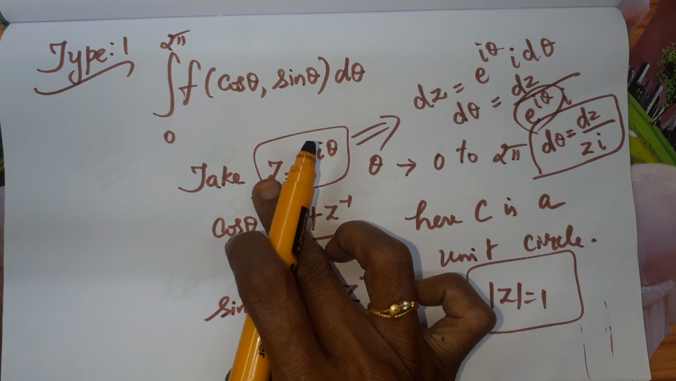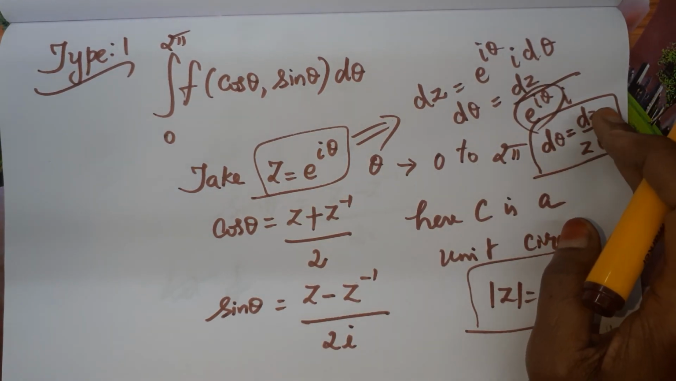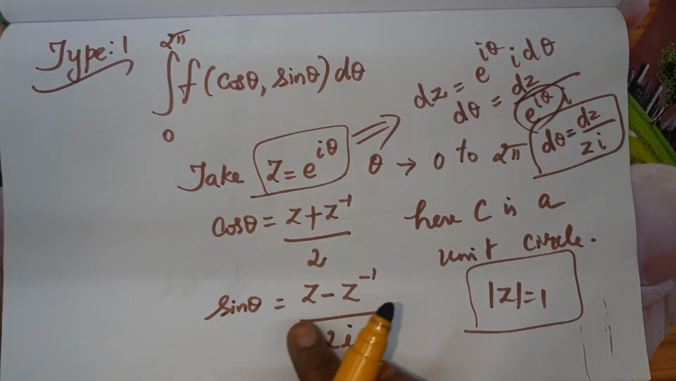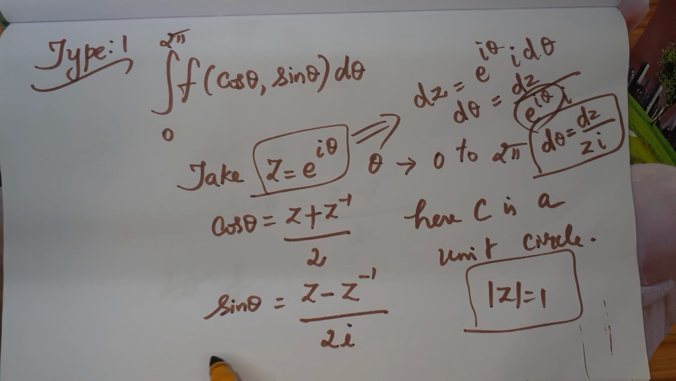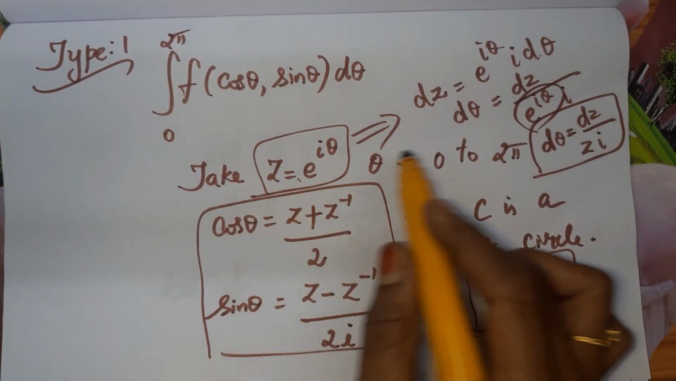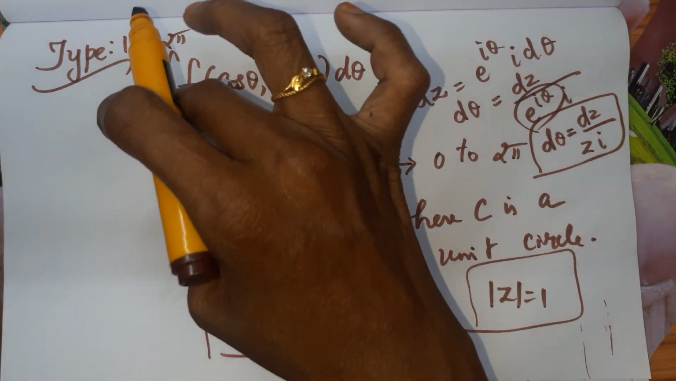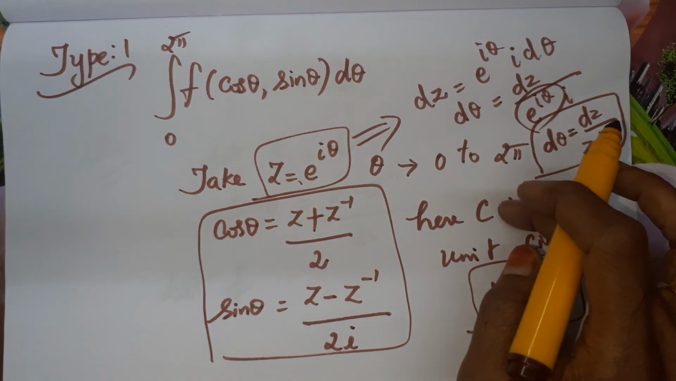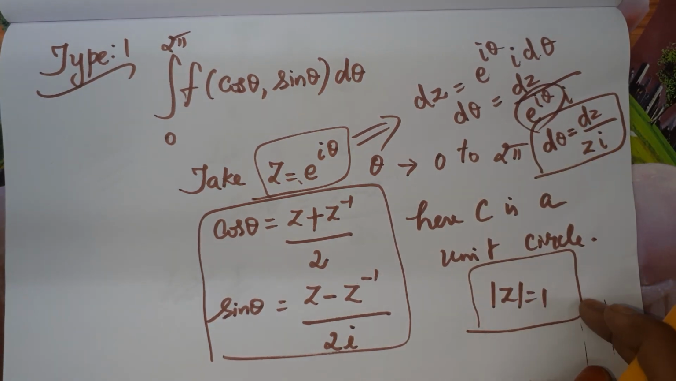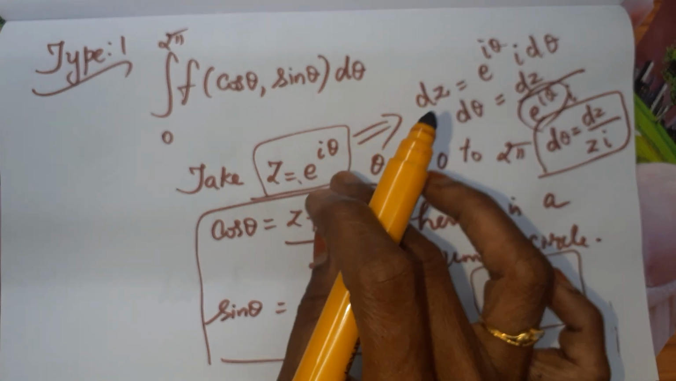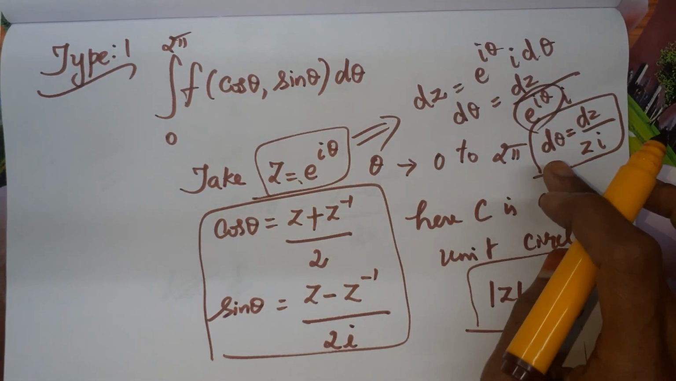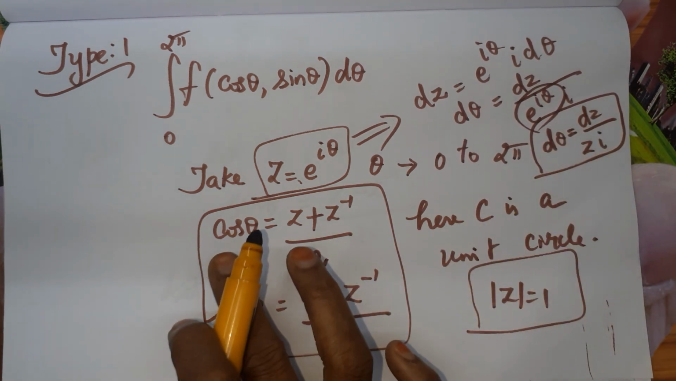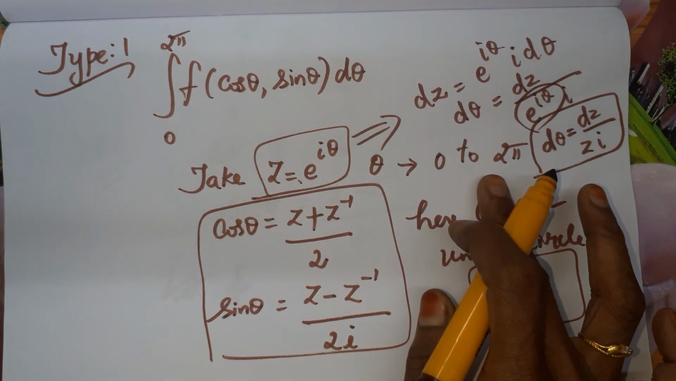So we have to start with z is e power i theta, d theta as dz by iz, and cos theta is equal to (z plus z inverse) by 2, sin theta is equal to (z minus z inverse) by 2i. So these you have to study. And here the limits are from 0 to 2 pi. In the problem they will give, we will convert everything to a curve C, where C is the unit circle, mod z equal to 1. So you have to memorize z is equal to e power i theta, d theta is equal to dz by zi, then the cos theta formula, the sin theta formula, and C is the curve mod z equal to 1.